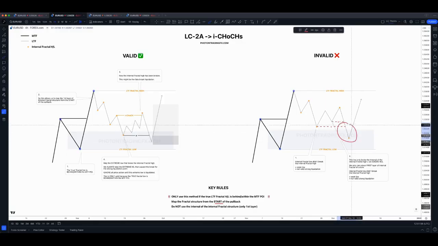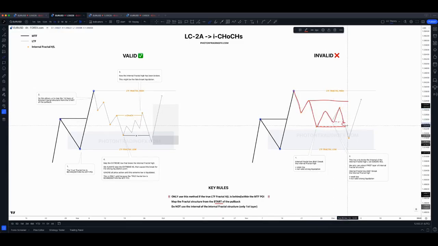Don't just suddenly look at the price action here and go, well, this looks like the internal fractal. No, because you could be wrong. You need to go all the way back up to here, okay? So start mapping it from here, then you'll have the true range. So when we get this fractal break here, where is our internal fractal range? This would be the internal fractal high, and this is your internal fractal low.